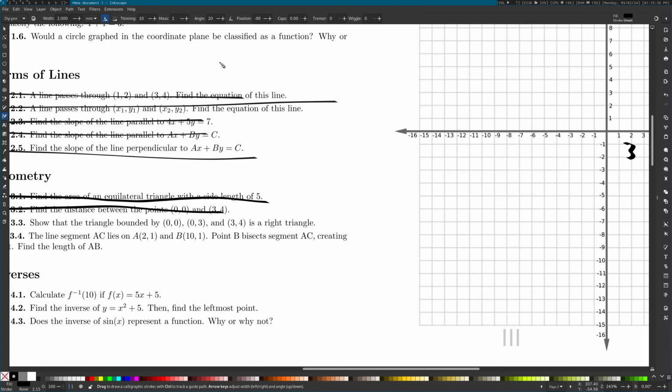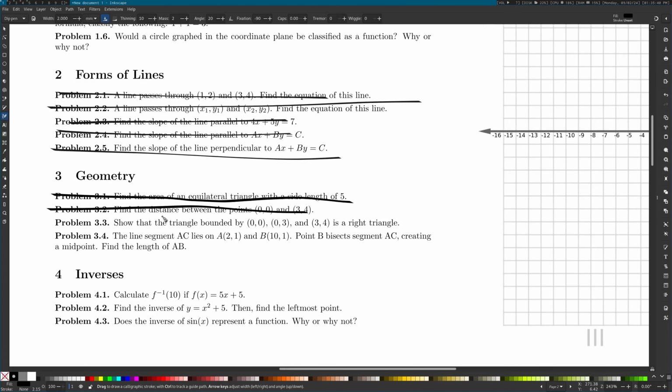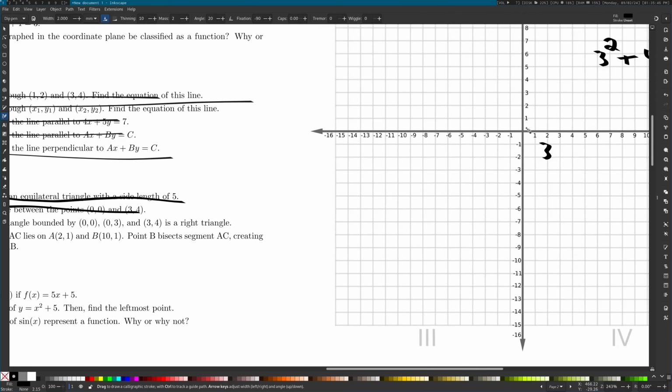Alright. So continue. Show that the triangle bounded by 0, 0, 0, 3, and 3, 4 is a right triangle. Okay, so this might look familiar. Like opposite reciprocal slope something. There is a simple way to solve this. That also uses the Pythagorean theorem.